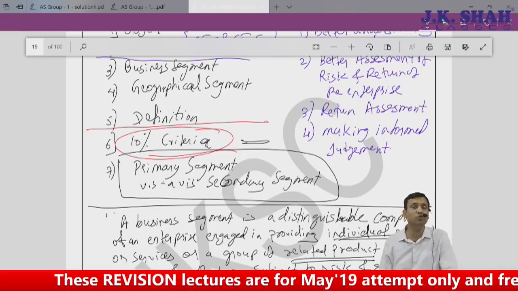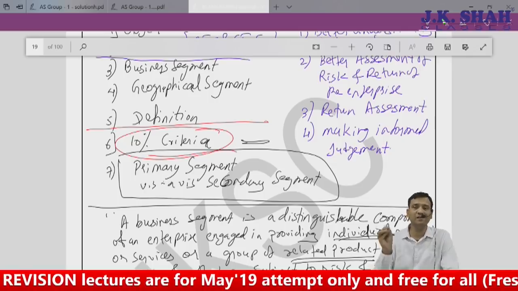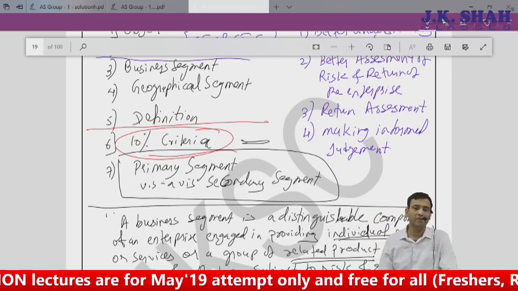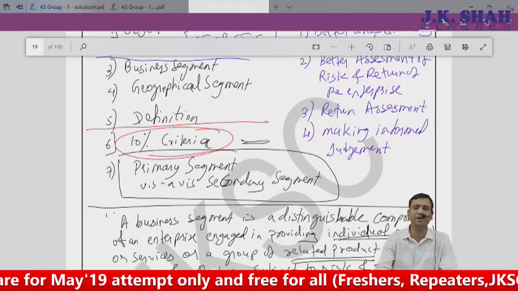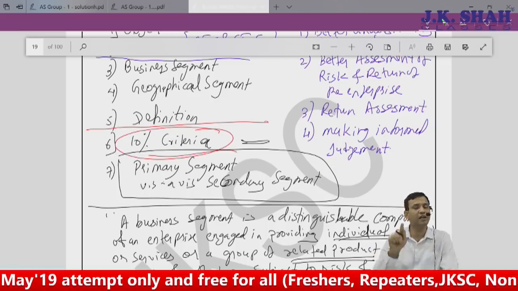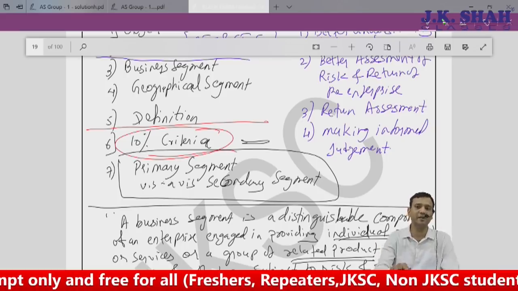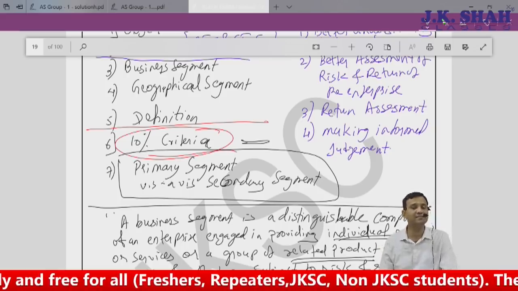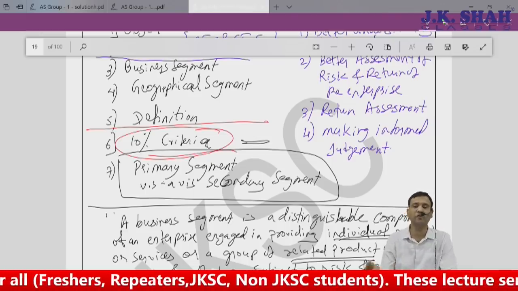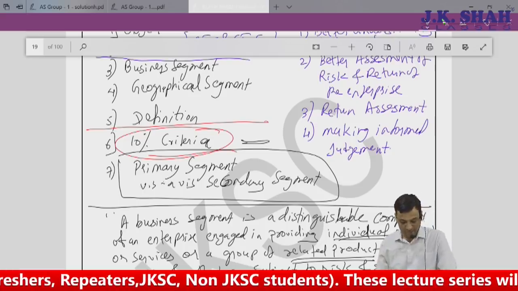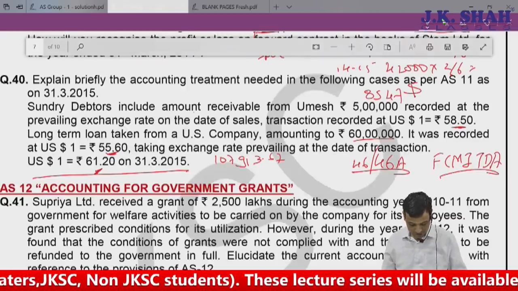Now how do we identify which is primary and which is secondary? It is very simple. From where are my underlying risks coming? If the underlying risks are coming from businesses, then the business segment becomes my primary segment. But if my underlying risks are coming from a geographical location, then the geographical segment is the primary segment, and that decides our disclosures. Primary segment disclosures are different from secondary segment disclosures. Now, let's proceed further to questions and answers on segment reporting.